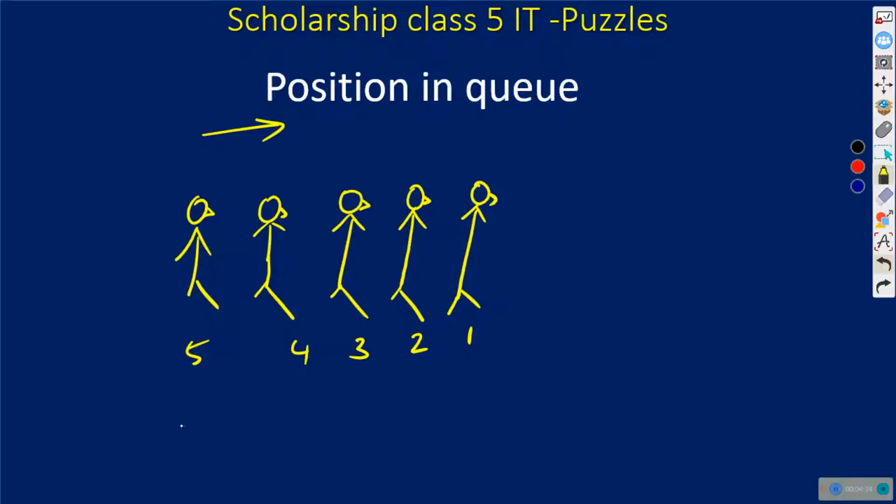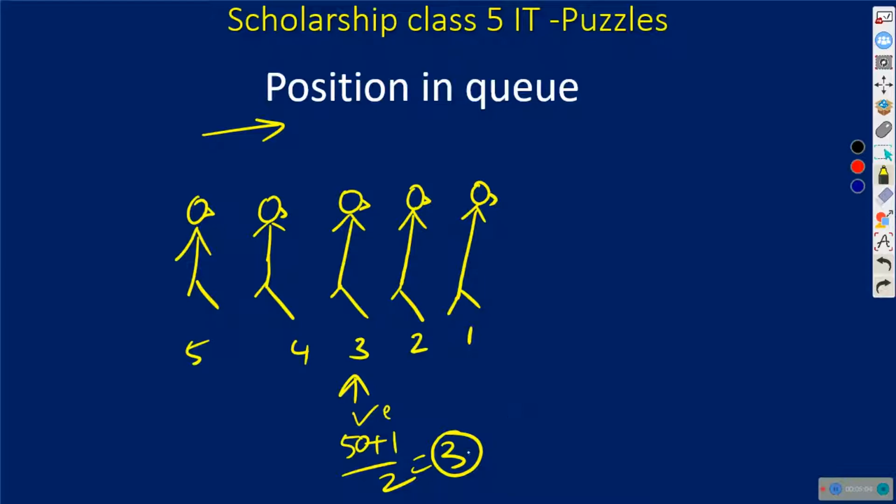Okay, I numbered them. If I ask who is the middle person, this is the middle person, as only 5 are there. But how will we solve it mathematically? The simple method is: there are 5 people, add 1, divide by 2, you get 3. So if there are 50 people, you will get confused because this is an even number. So for odd numbers, we simply add 1 and divide by 2. Understood?